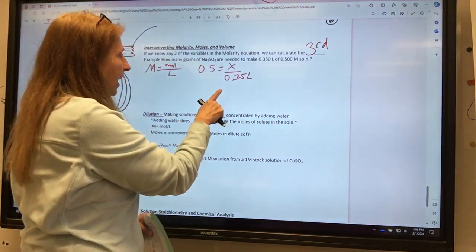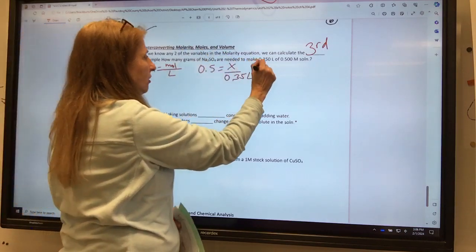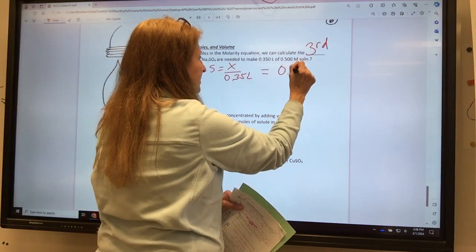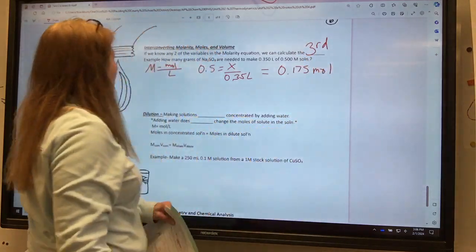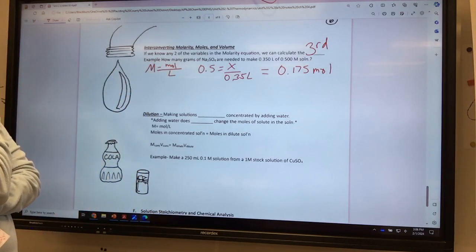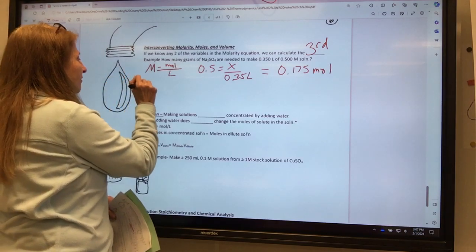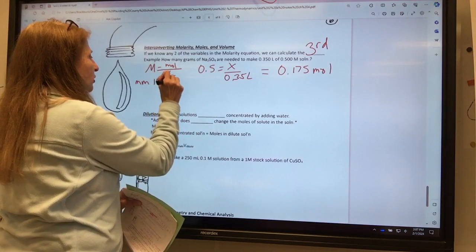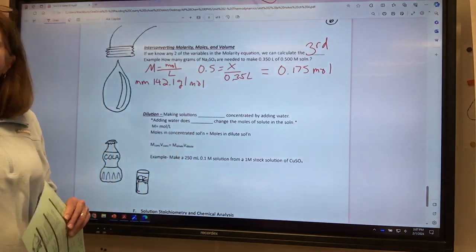So I can solve that. Multiply here to get out of the denominator, multiply over here. That equals 0.175 moles. Yay, now I have moles. I wasn't asked for moles, I was asked for grams. So what am I gonna need? What goes with graham crackers? M&Ms. We need molar mass. Luckily, it's the same molar mass we had before. That was nice of them, 142.1 grams per mole off the periodic table.